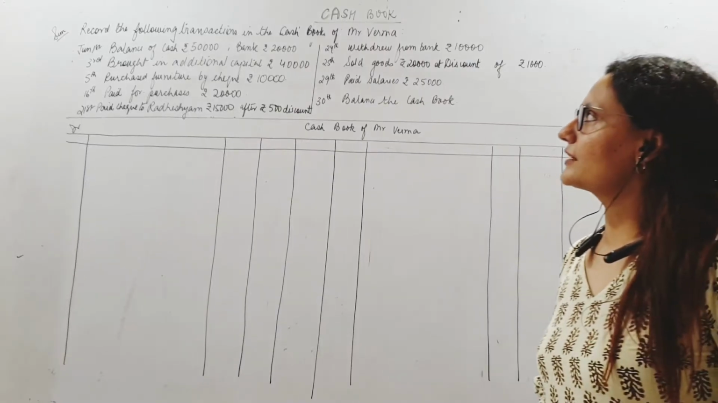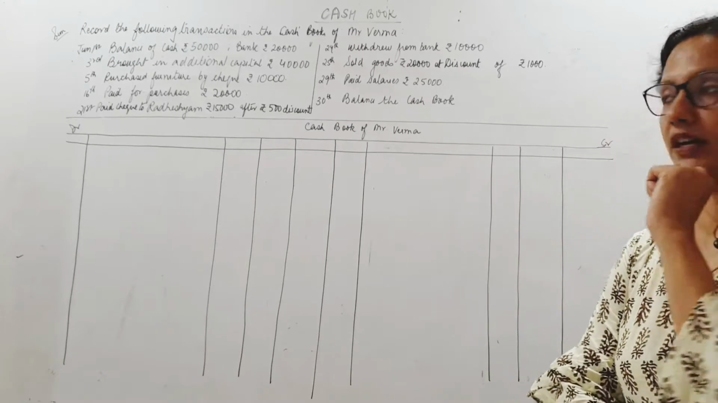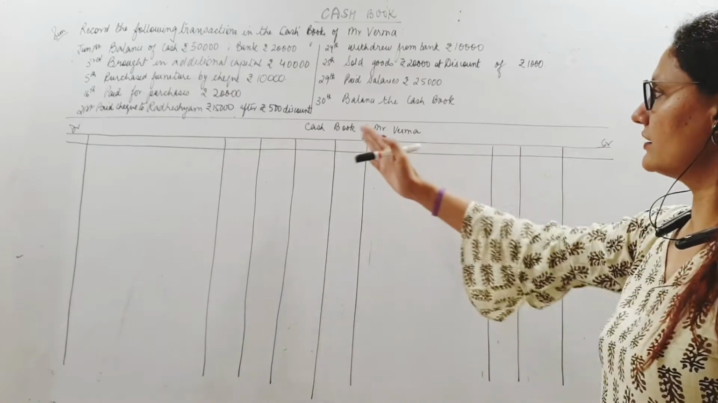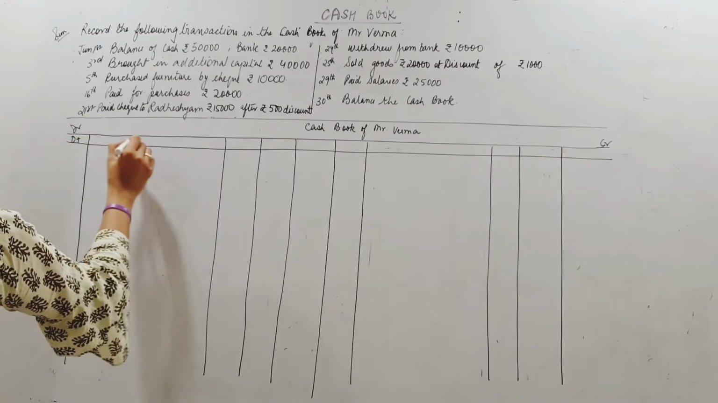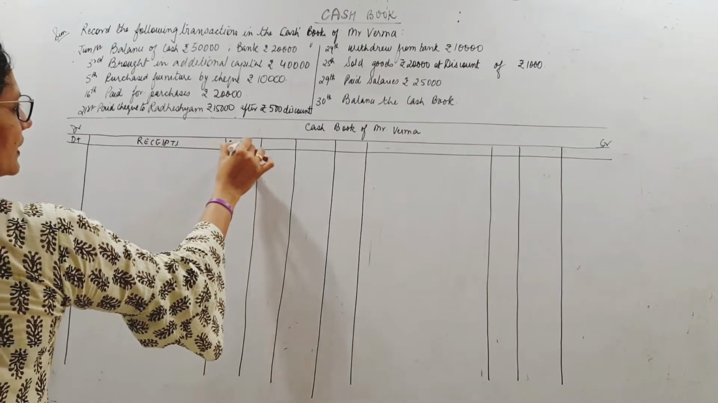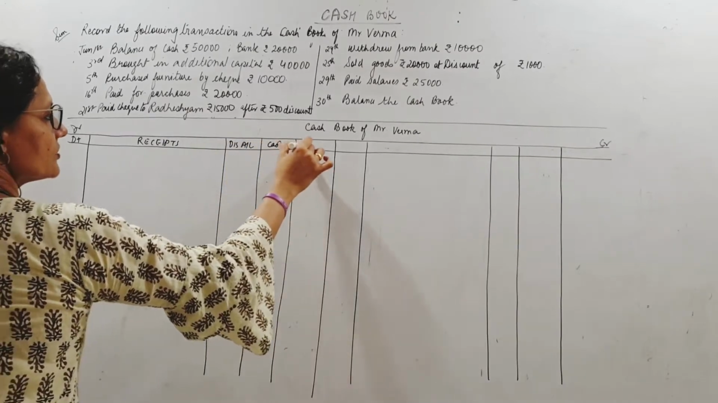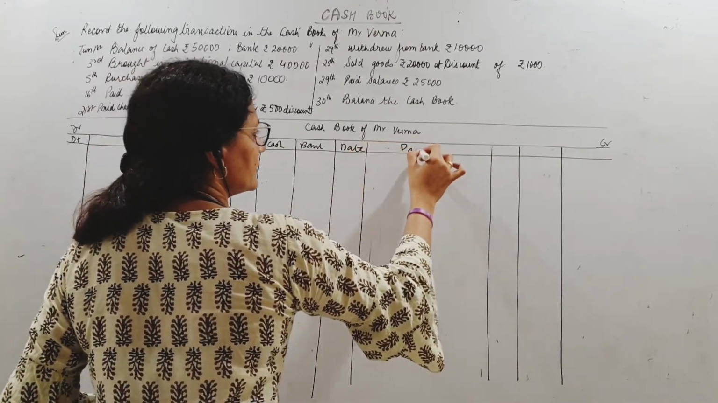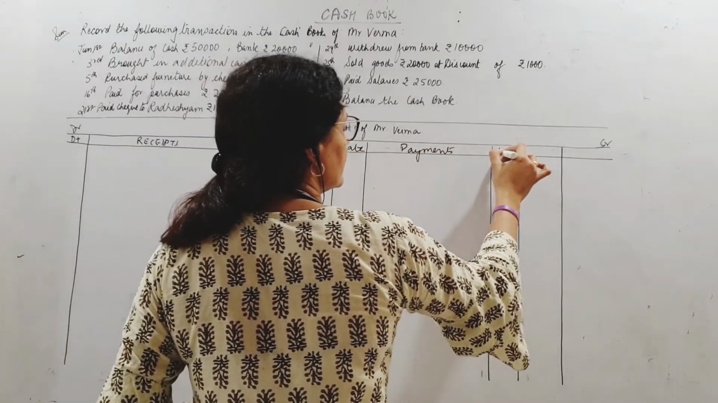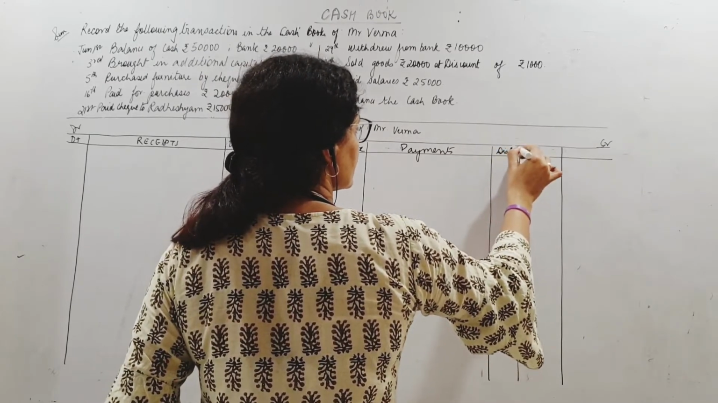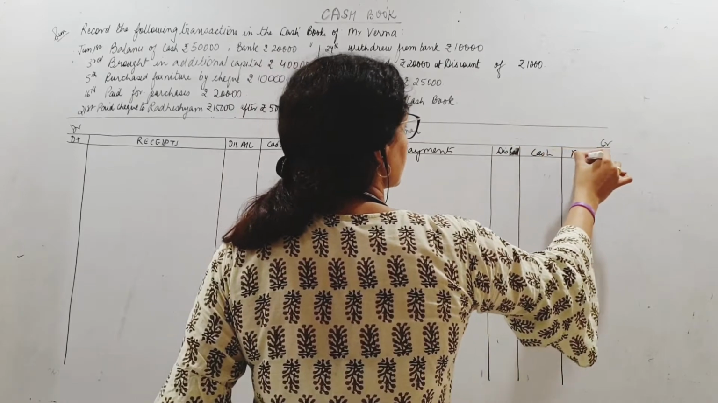I got the following transactions in the cash book of Mr. Verma. First thing, we have drawn the cash book here. Cash book of Mr. Verma. We have the debit side and the credit side. This is the receipts side. This is the discount allowed, cash and bank. And again, this is the payment side, this is discount received, cash and bank.